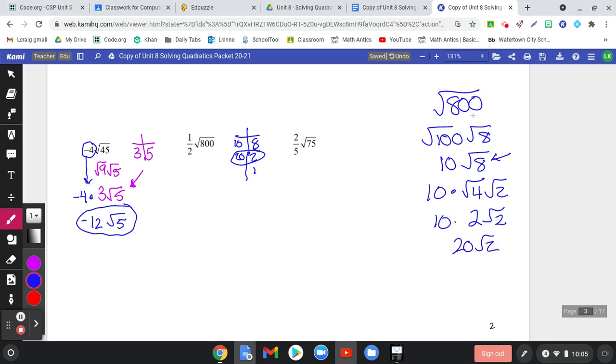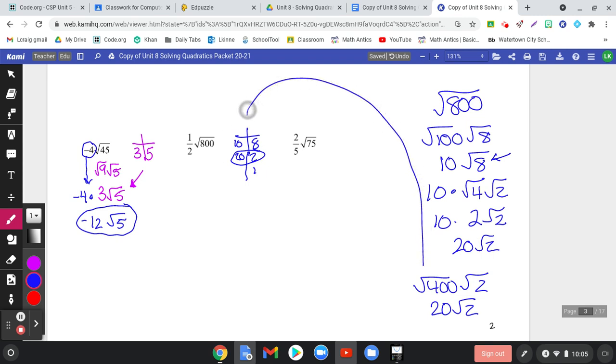So you could spend a lot of time reducing, or you could go check it out in your calculator. 20 radical 2. Or maybe you noticed it was 400 times 2. 400 is a perfect square. Probably wouldn't recognize that right off the bat, but that's okay. 20 radical 2. So if you can't figure out the biggest perfect square right away, you might have some work ahead of you. So it's always nice to use that calculator. So again, you can use either of those, but I like the calculator.